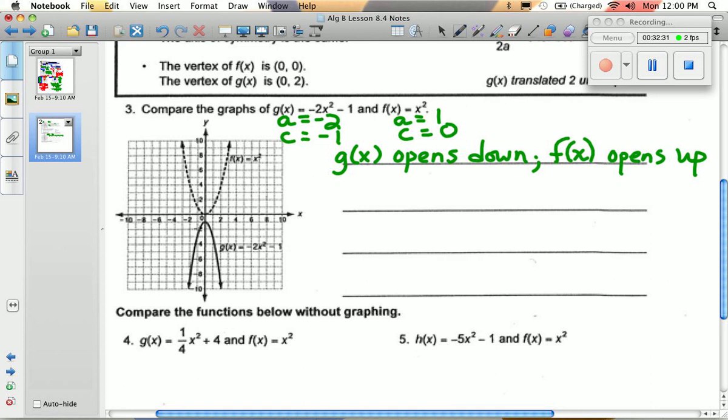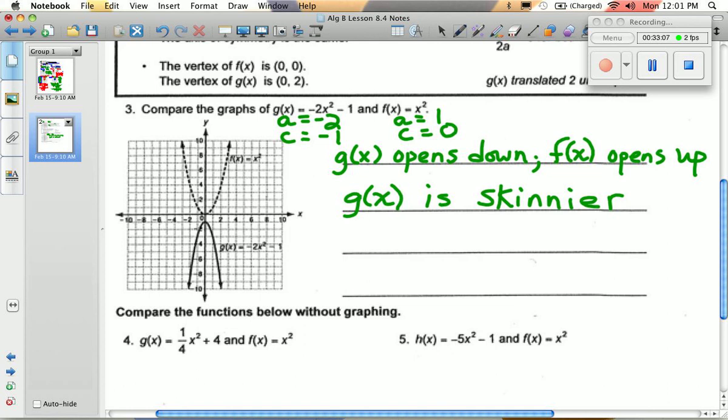The A value also tells us something else. The absolute value of 1 is 1, and the absolute value of -2 is 2. So now it's bigger than 1, so does it get skinnier or fatter? Skinnier. So g of x is skinnier, slimmer, more narrow. Okay, that's what the A value does for us.